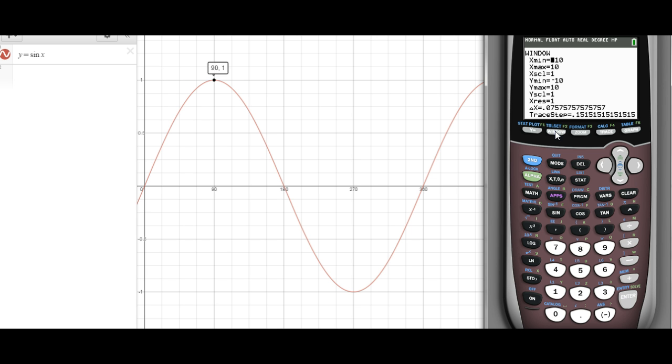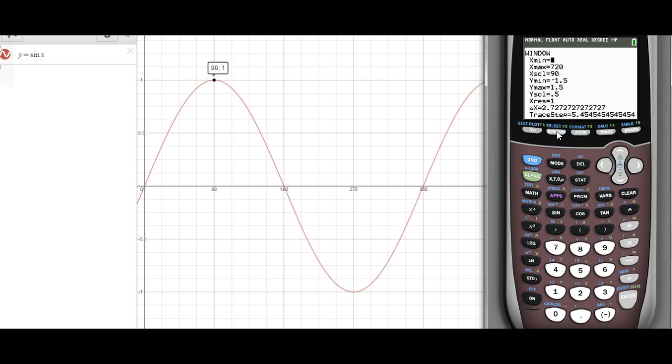Okay, window. We're going to start at 0 and go to 720 degrees. We'll do it by 90s. That'll be our scale. And we'll go from negative 1.5 to positive 1.5 by 0.5. And we're going to graph y equals sine x. Okay, so this is what we're graphing: y1, y equals sine x. Here's the window we're going to use.